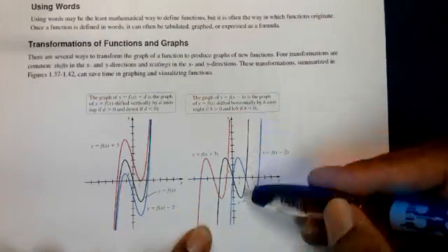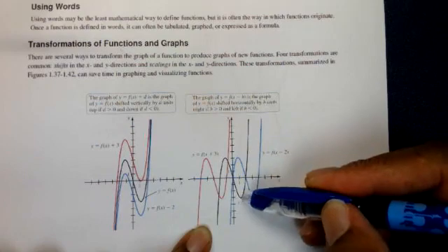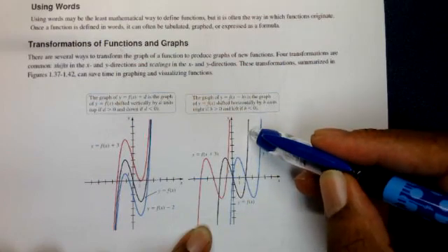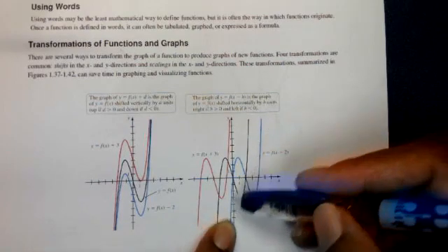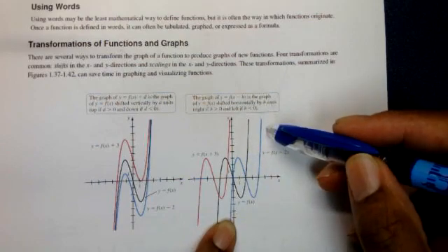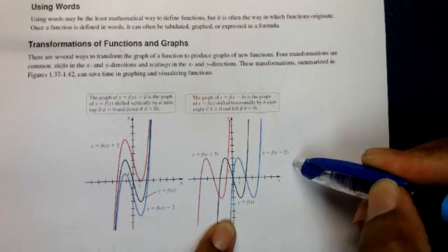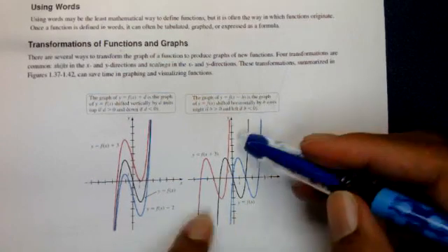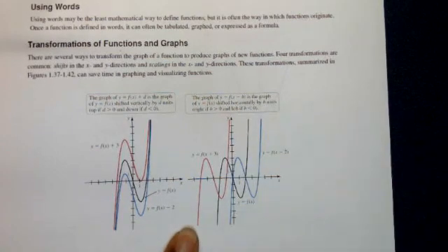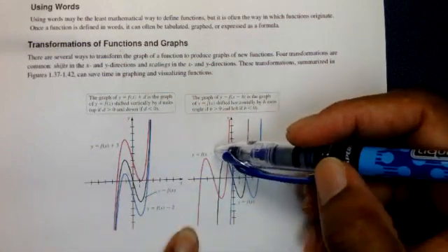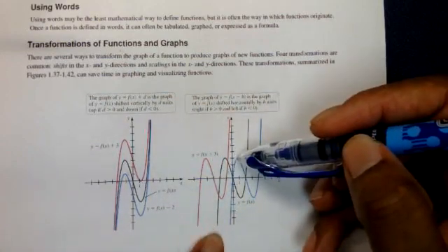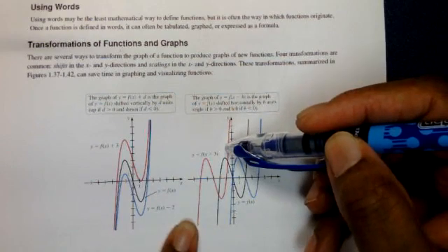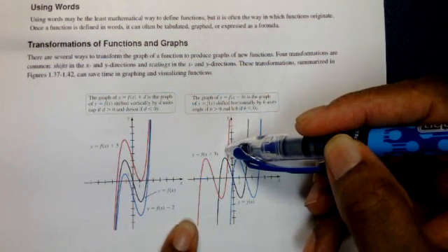So for y equal f of x, which is the one in black, the blue one represents the graph shifted to the right. That's the y equal f of x minus 2. It's shifted to the right 2 places. Whereas for y equal f of, in parentheses, x plus 3, here the graph is shifted to the left 3 places. Okay.